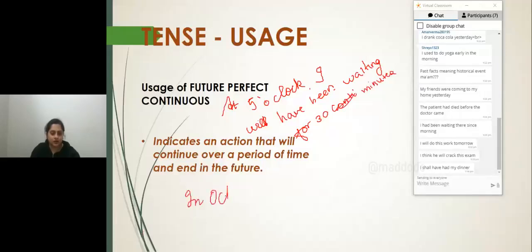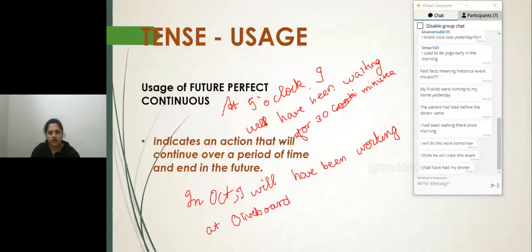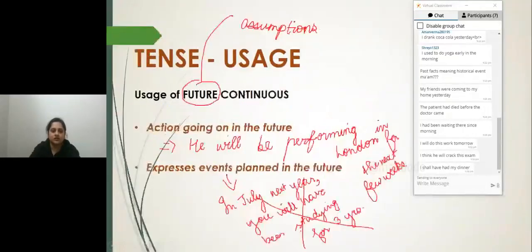In October, I will have been working at Olive Board for 3 years, right? I'm working at Olive Board, and at this time I'll complete 3 years and I'll be continuously working. So it's an action which will continue in the future. It will not end. In the future it will continue. So these are your usages.